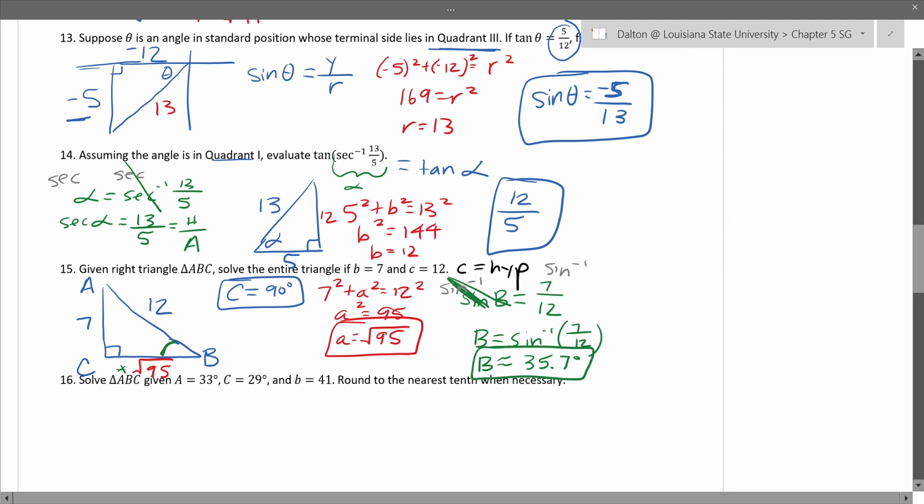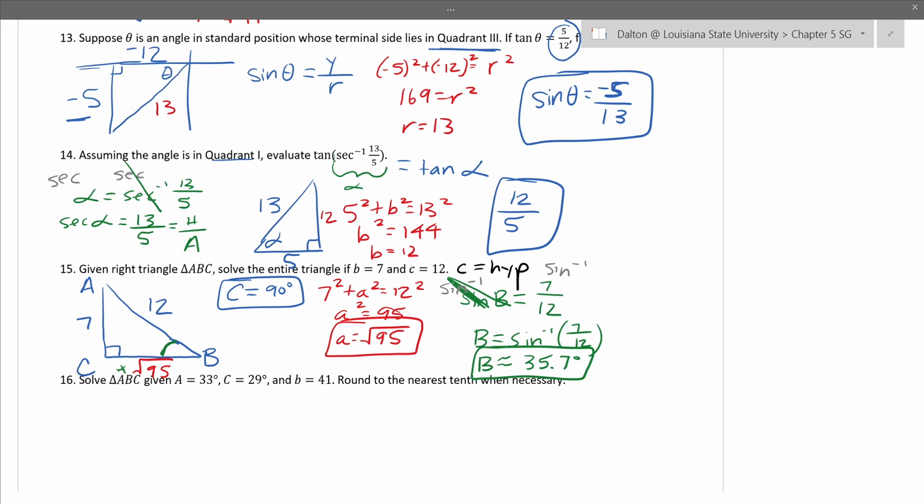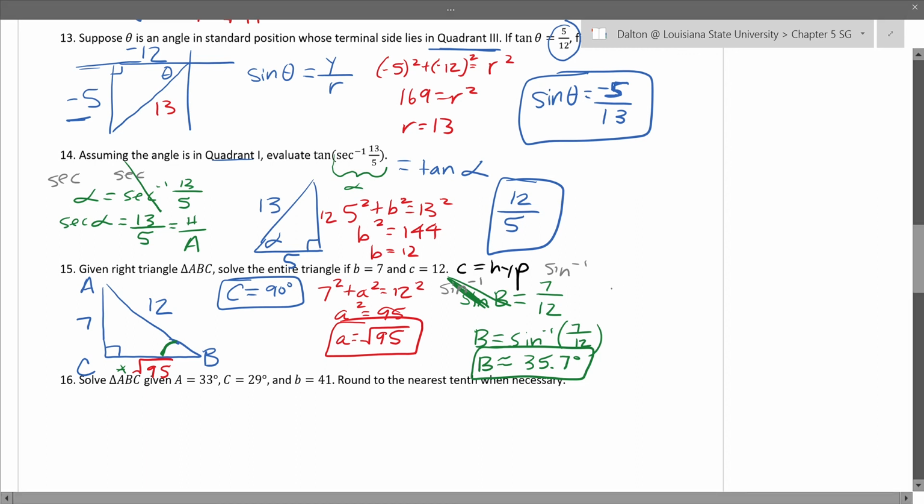So you've got your three sides and you've got two angles, so the third angle is going to be easy to find, because we just need to subtract 180 minus 90, which is 90, and then 90 minus 35.7 to get angle A, which will be about 54.3 degrees.